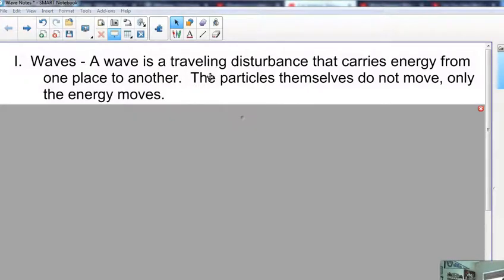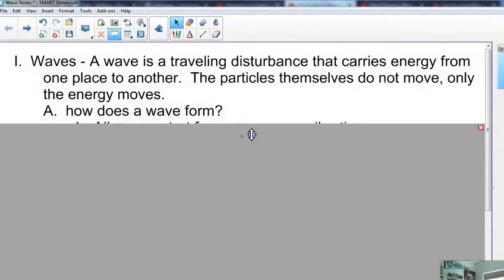The definition of a wave is a traveling disturbance that carries energy from one place to another. If you're taking notes, write this stuff down. Make sure you get it into a notebook or something so you could always review back to it for a test or a quiz or studying, or even when you're doing your homework. So one more time, a wave is a traveling disturbance that carries energy from one place to the other. The particles themselves don't move. A wave is only the energy that's moving as it goes through.